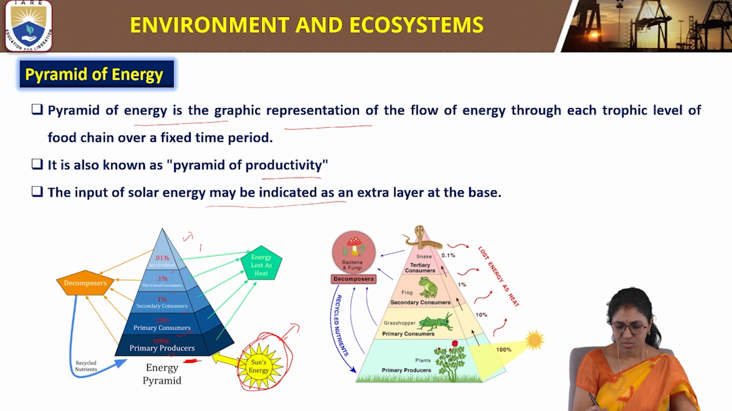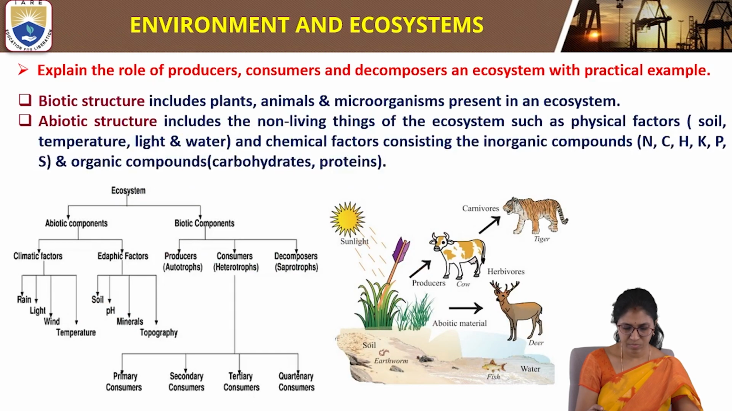If we see this diagram, plants are 100%. They take 100% of the sunlight and give 10%, 1% and 0.1%, and finally energy is lost as heat. So this is the pyramid of energy. Examples: primary producers are plants, primary consumers are insects and grasshoppers, secondary consumer is a frog, and tertiary consumer is a snake. Energy decreases from one trophic level to another, so this is an upright pyramid.